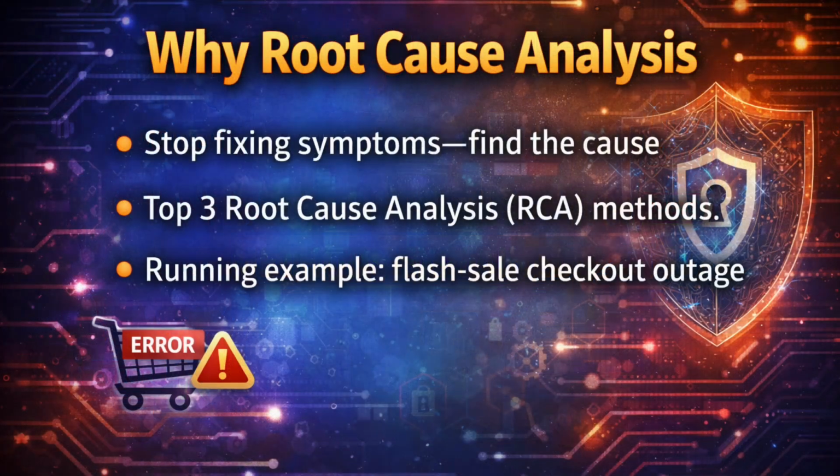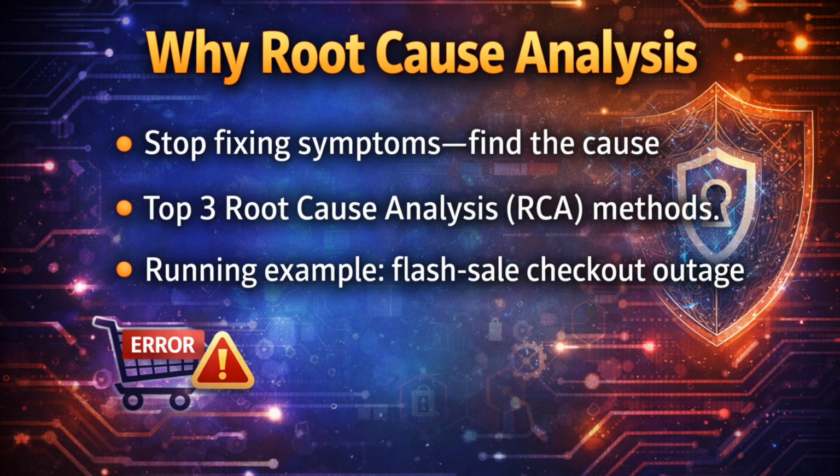Picture this. Your team fixes an outage, everyone celebrates, and then the same outage returns next week. That's a symptom trap. Root cause analysis, or RCA, is how we escape it. RCA doesn't mean blaming people. It means understanding the system conditions that made the failure possible, and then changing those conditions so the problem doesn't repeat.